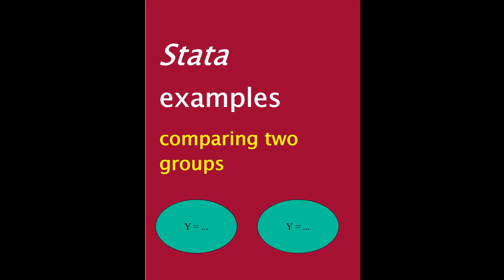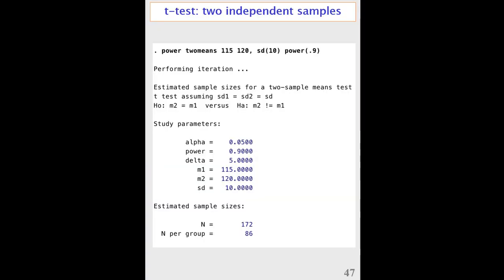All the Stata examples that we will go through here are about comparing two groups. And let's see. First, let's try to recreate what we did before in our simulations. This is the command that we'll use: power twomeans. What are the two means? 115 and 120.